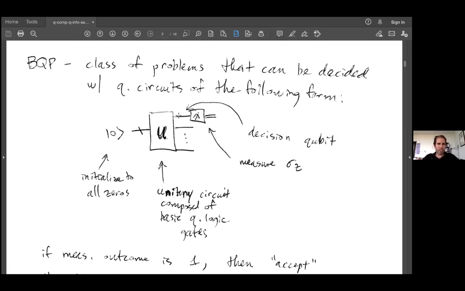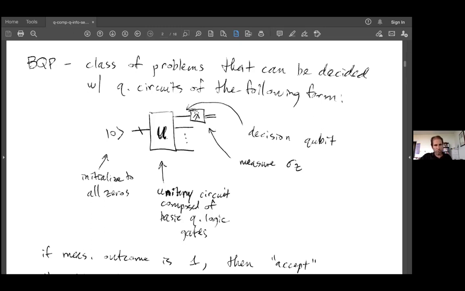And then there's a single output, a single qubit, which we call the decision qubit. The other ones don't matter for making a decision, and you're just trying to arrive at a yes or no answer. An example would be, if you translate some integer to a binary sequence, you could ask, is the number prime or not? That's a decision question, and it has a yes answer and a no answer.